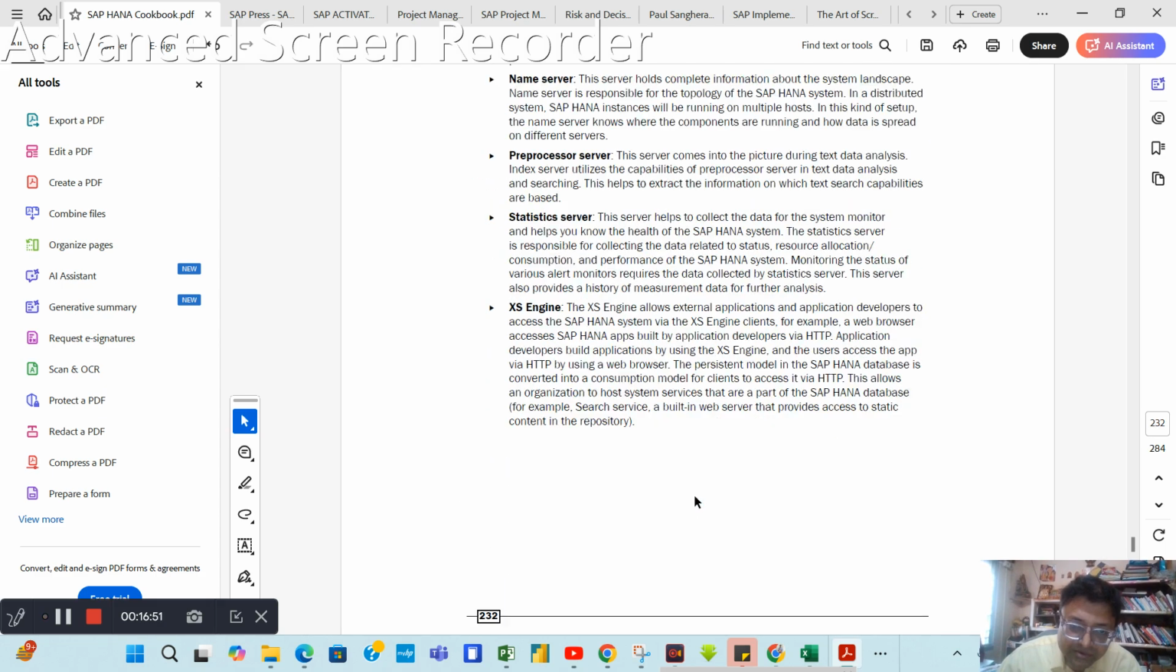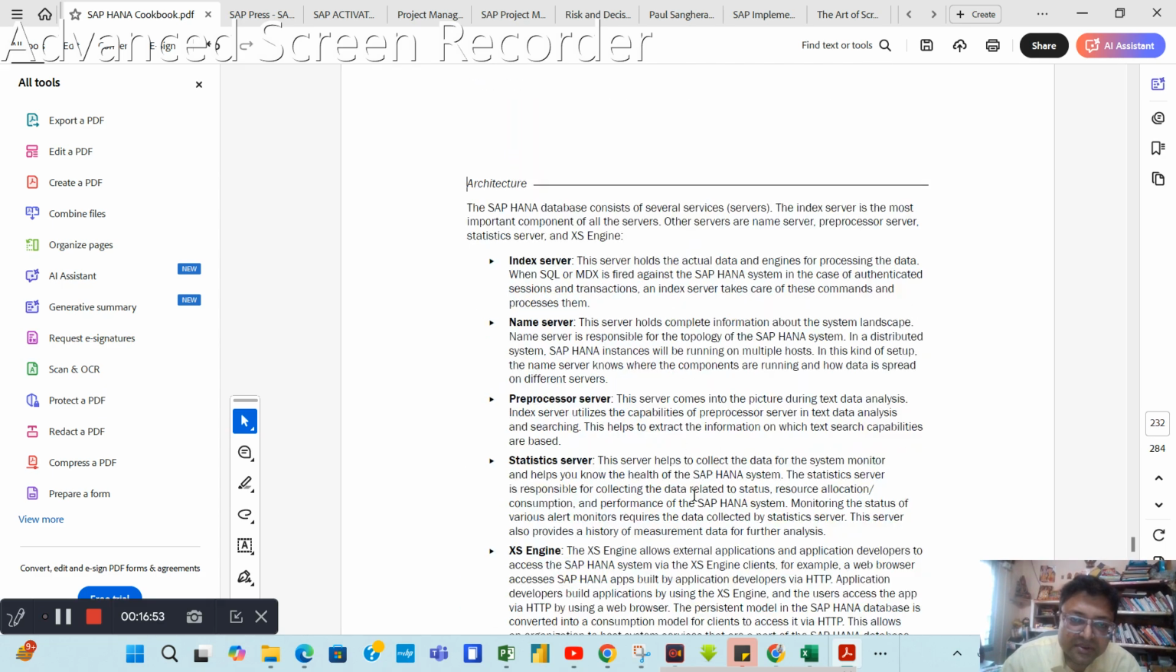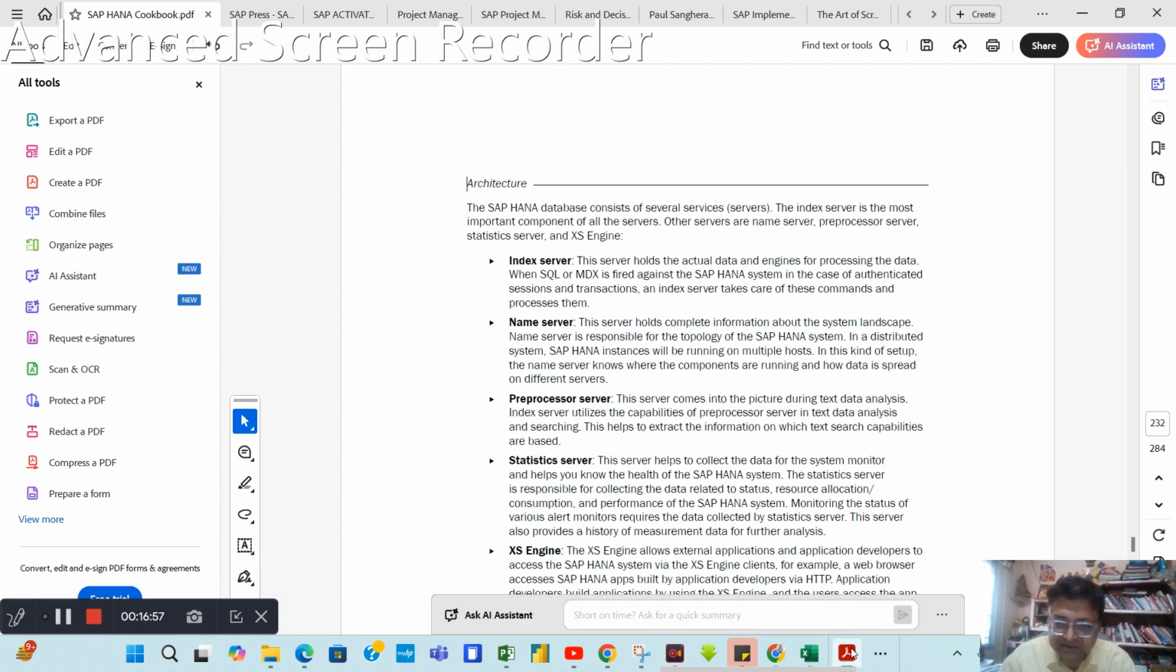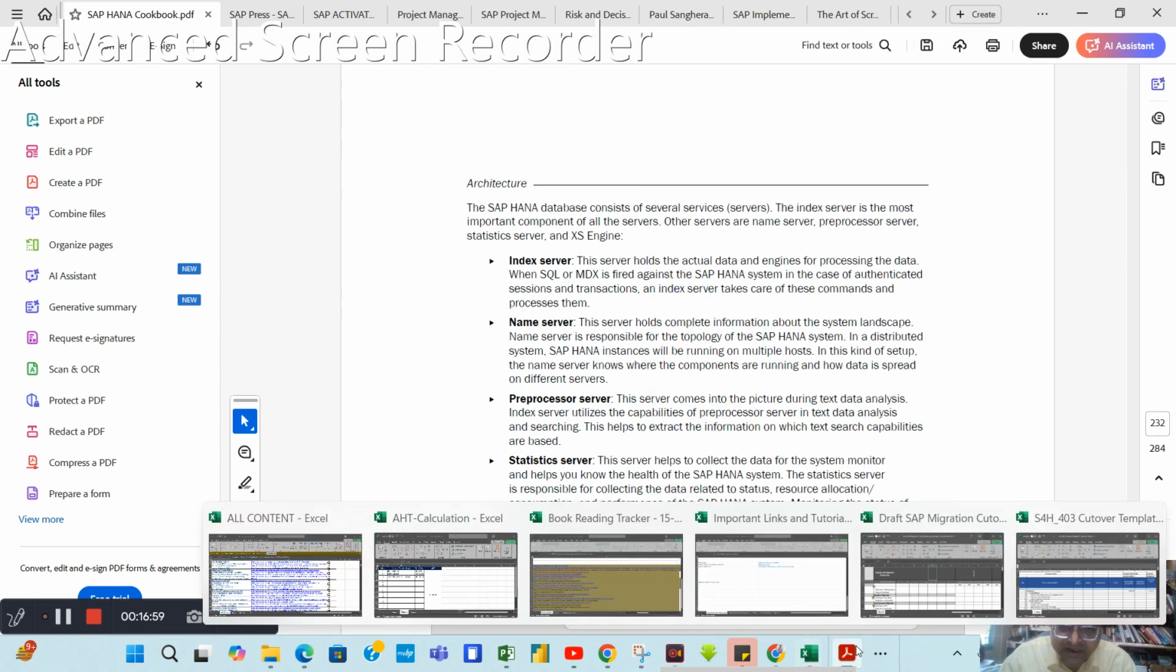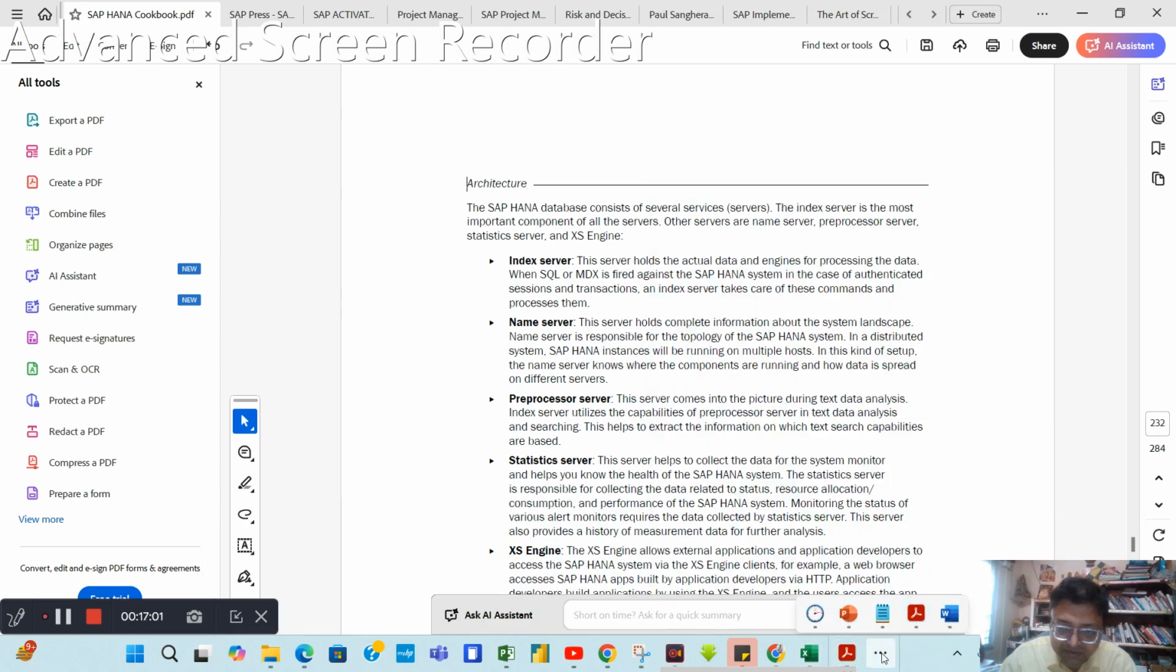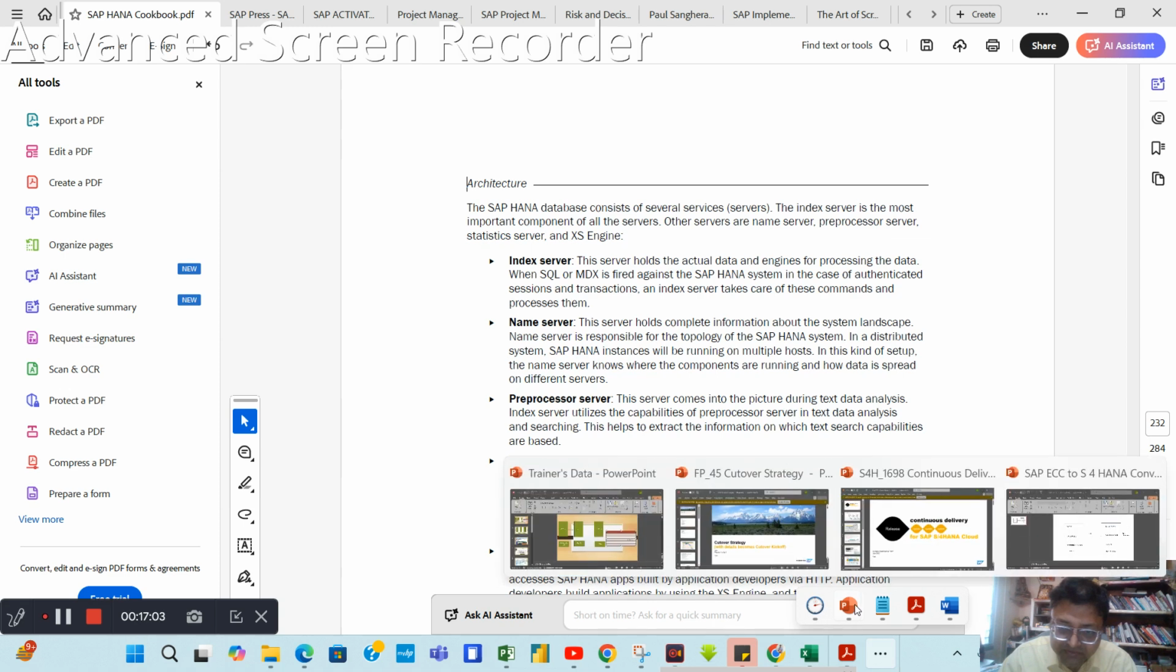Okay, this is good. So now they have given short notes on what the index server is. Let's refer to that diagram and try to extrapolate the information from there.